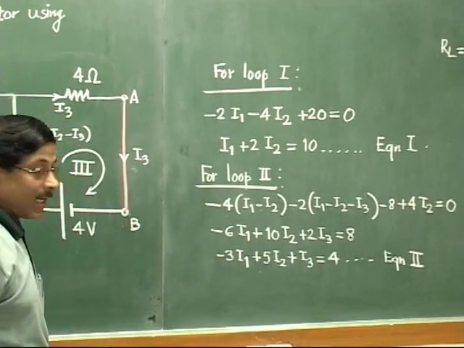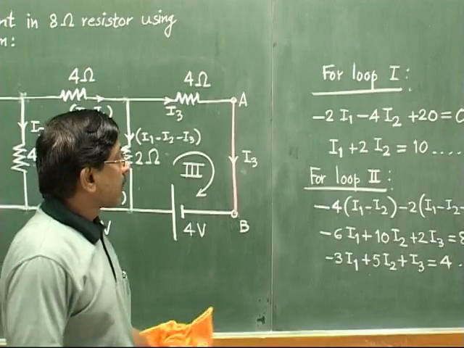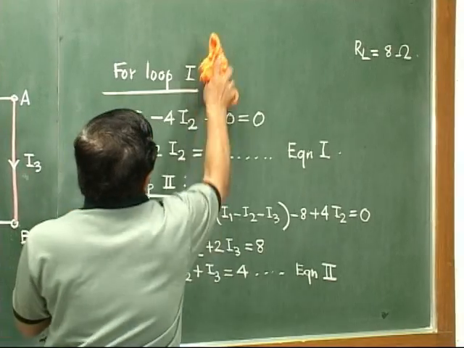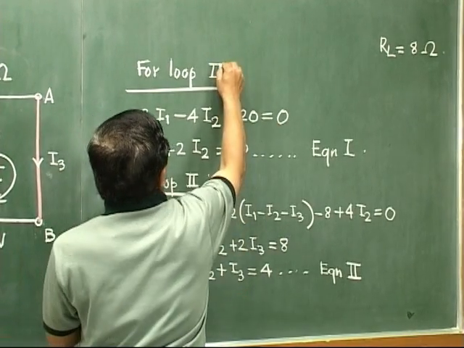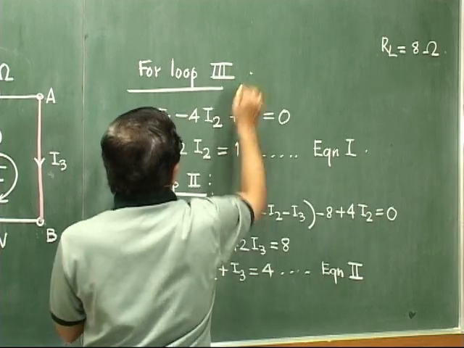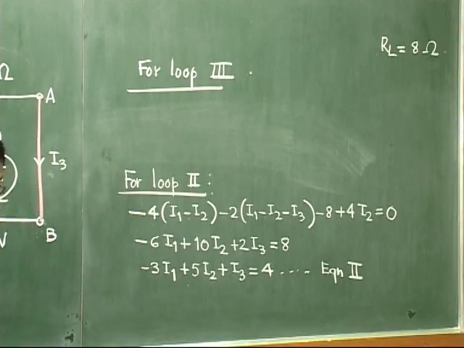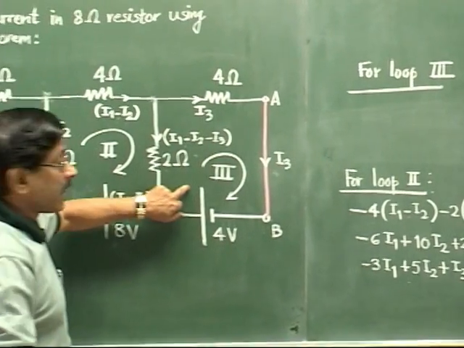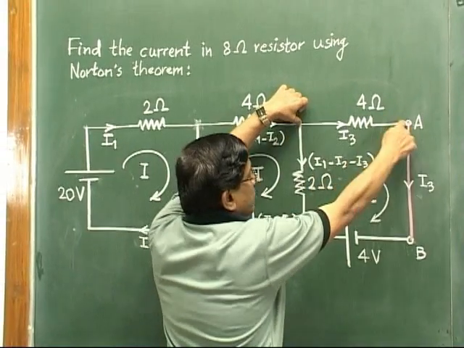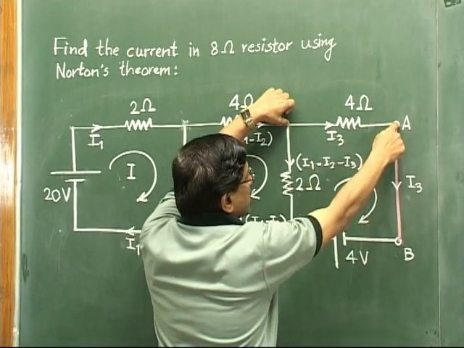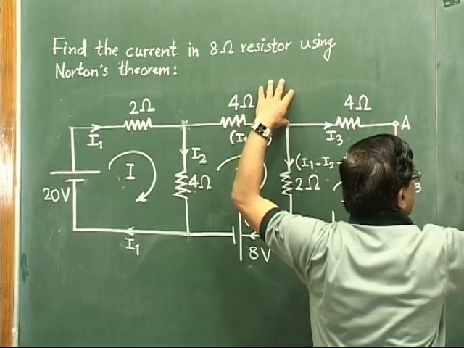And then we have to similarly write equation for loop 3. For that I will just make use of this space. Okay. So for loop 3 now. Equation for loop 3. Now loop 3 is this one. So we traverse along this loop in clockwise direction in this manner. So from this point to this point it will be minus 4I3.